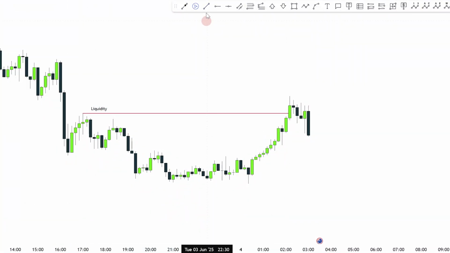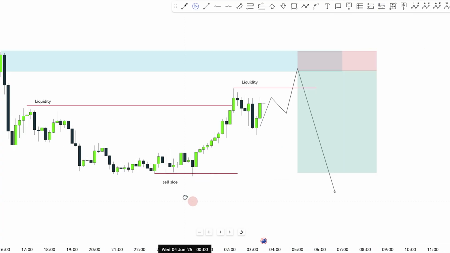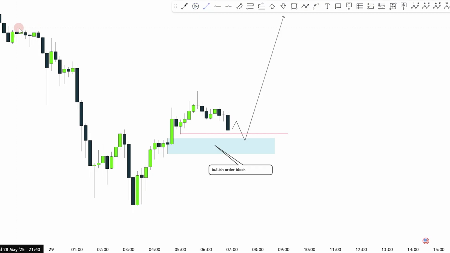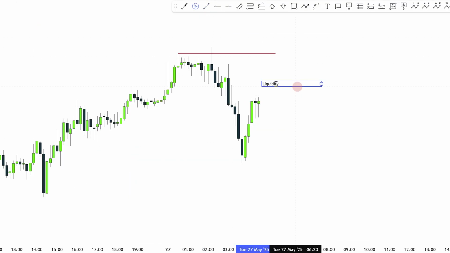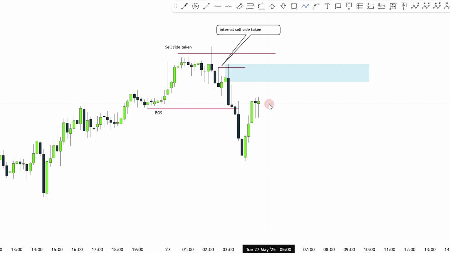Order blocks are one of the most powerful concepts in smart money trading, but here's the truth. Not all order blocks are created equal. Some get perfectly respected by price, leading to precise and profitable trades. Others, completely ignored by the market. Why does this happen? What separates a valid order block from a fake one?